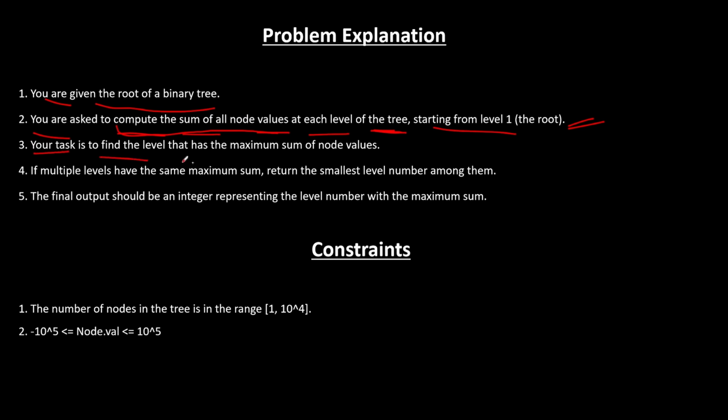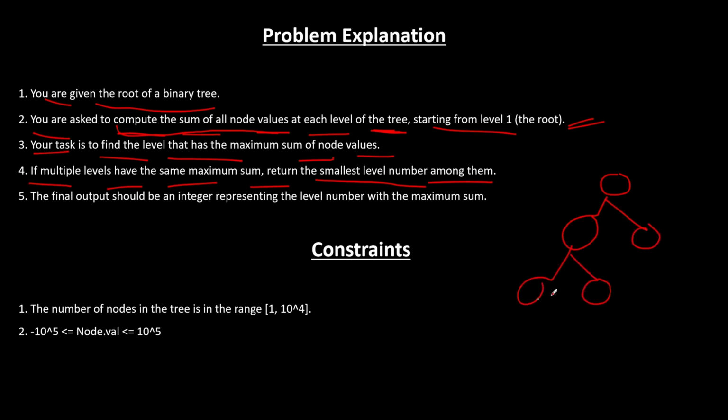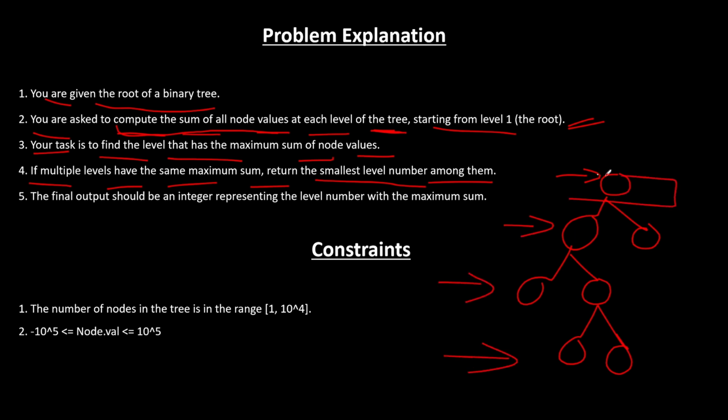Your task is to find the level that has the maximum sum of node values. If multiple levels have the same maximum sum, return the smallest level number among them. So if you are given a binary tree, and suppose this is the binary tree, this is level 1, this is level 2, this is level 3, this is level 4. We have to find which particular level has the maximum sum.